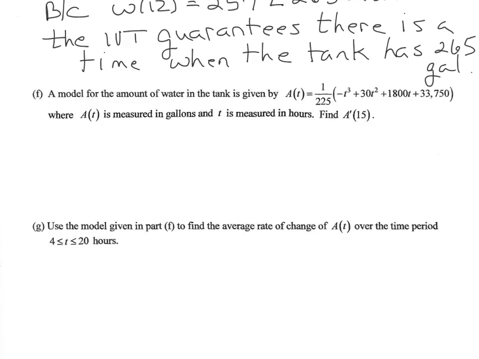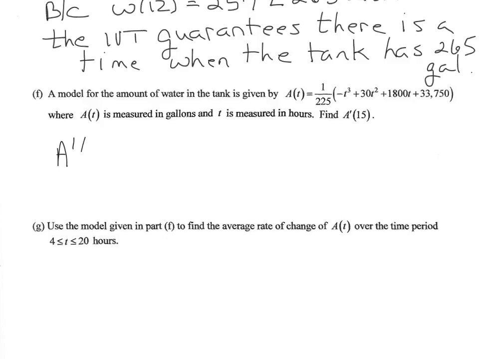It tells us a model for the amount of water in the tank is given by, and then they tell us, where A(t) is measured in gallons, and again, t is measured in hours. Now we want to find A'(15). So what do I need to do? Find the derivative of A. Differentiate. Find A'. And this is one you can do.